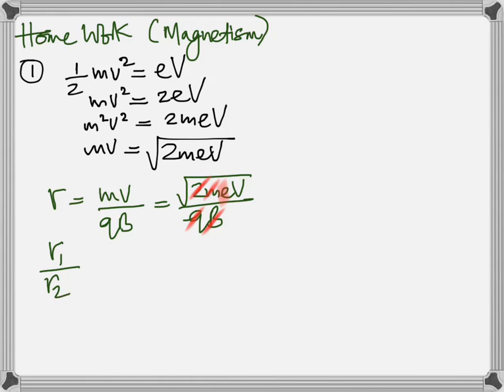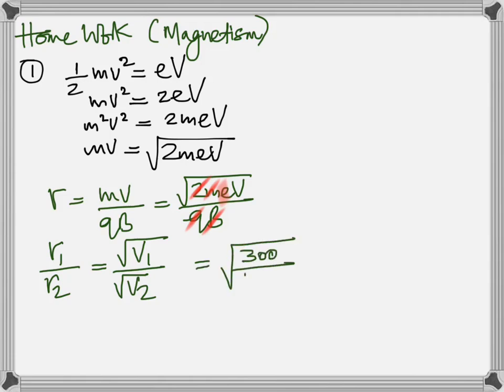Those terms are all cancelled because they're the same. It's an electron, so the mass and the charge are the same. They're going through the same magnetic field. And it's a ratio question, so that's why those terms are cancelled. So when you take R1 by R2, you get the square root of velocity 1 by velocity 2. And that's obviously the square root of 3.